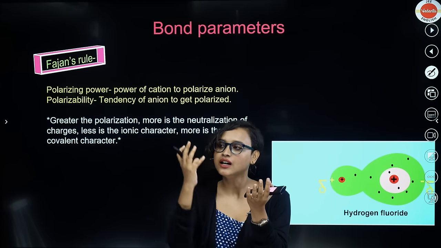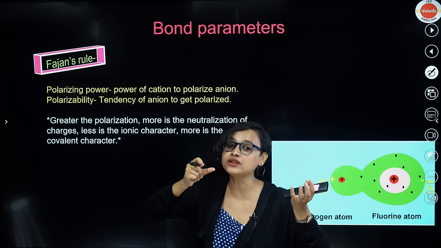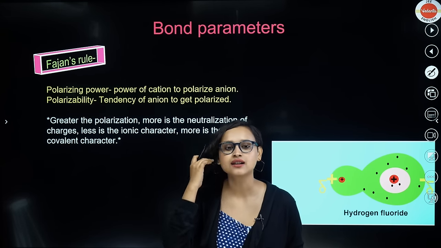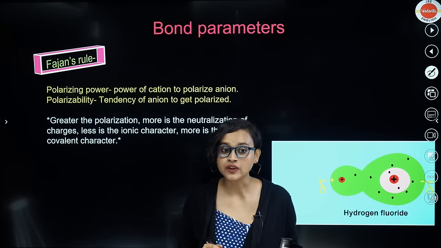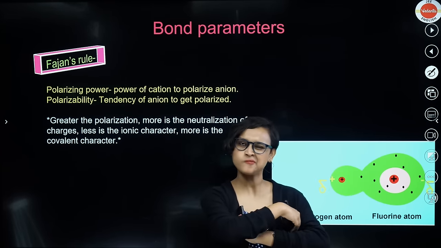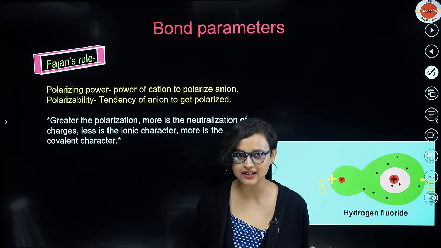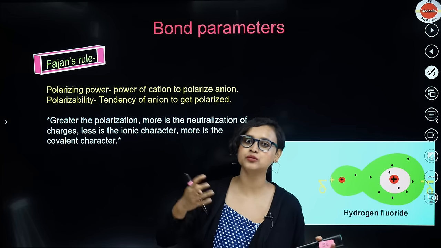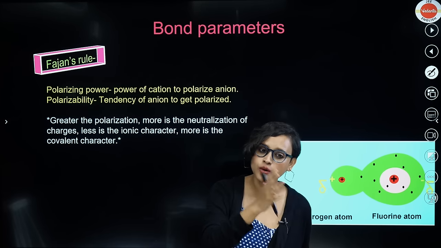So basically what is happening is, the cation has a polarizing power. The cation is distorting the shape of the anion, calling it towards itself, like, come, let's neutralize each other. Are you understanding? So the power of the cation to polarize the anion is called polarizing power. And what is polarizability? The tendency of the anion to get polarized. Now the anion can also be like, I don't want to be polarized. Then the polarizability is less. If the anion is super excited, let's get polarized, then the polarizability is more.